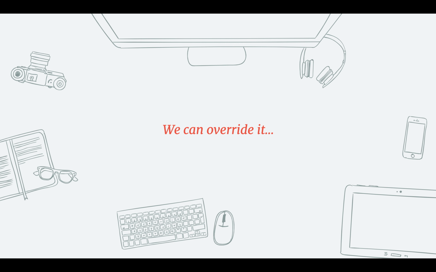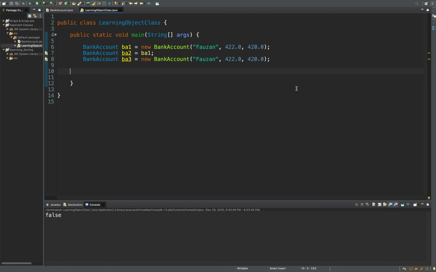So let's go to the compiler. So in the compiler, I have a bank account BA1 is equal to new bank account Foson 422.0, 420.0. We also have a bank account BA2, and we are simply pointing it to BA1. And then we made a third bank account, and instead of pointing it to BA1, we create a completely different new bank account with Foson 422, 420, the same arguments that we used in the first bank account.